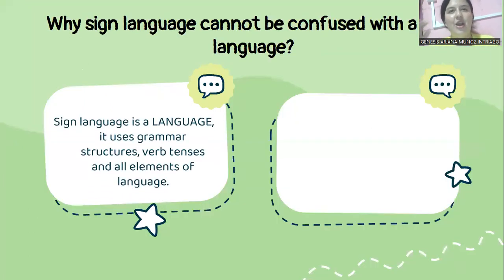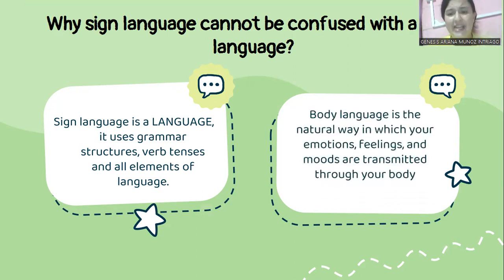And then we have the difference between sign language and body language. Okay, why they are different? Okay, basically, the strongest difference is that sign language is a language that uses grammar, structures, verb tenses, and all elements of language to communicate. Okay, for example, by using sign language, I can tell a story, I can sing, and all of that. I can have a communication exchange. I can have a conversation by using sign language.